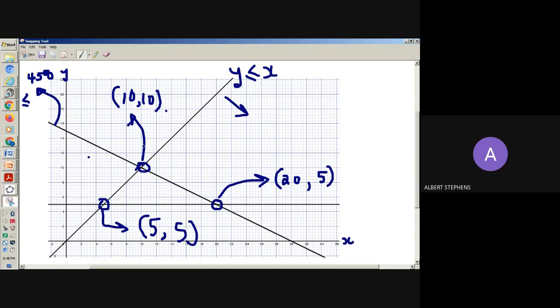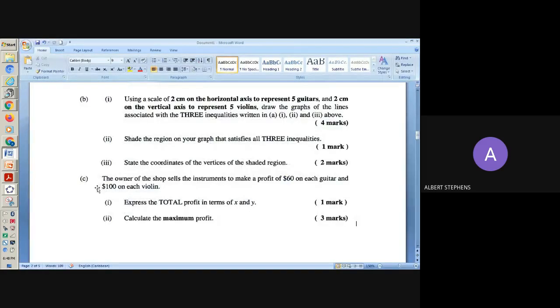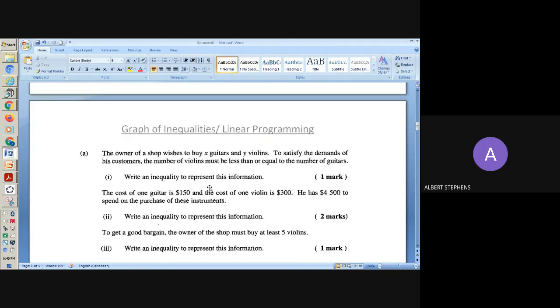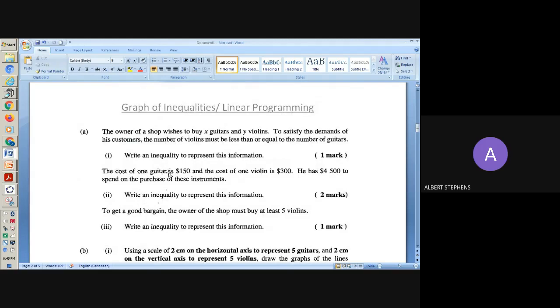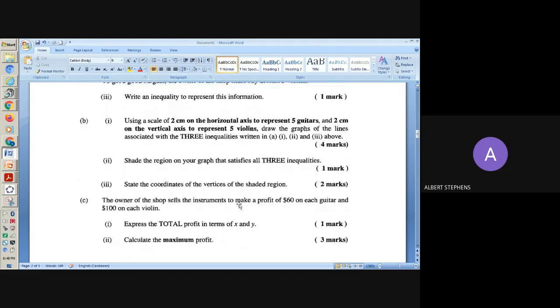That's the 2 marks. And we're almost to the end now, class. Almost to the end of the program and almost the end of the question. Part C says, the owner of the shop sells the instruments to make a profit of $60 on a guitar and $100 on a violin. This looks similar to this, not true? One guitar, 150. Looks similar, right?